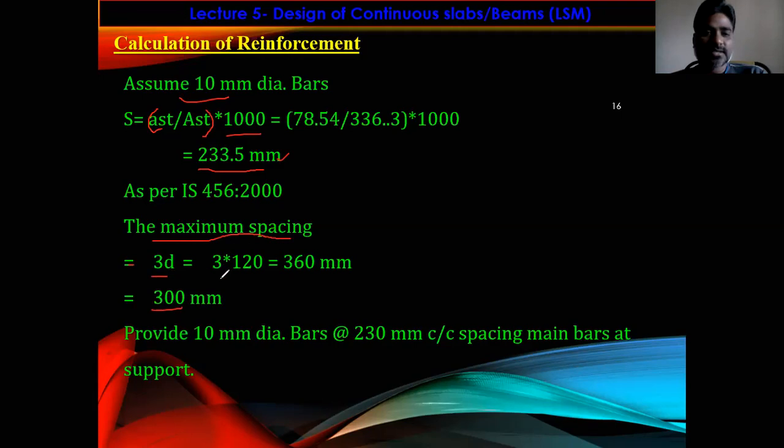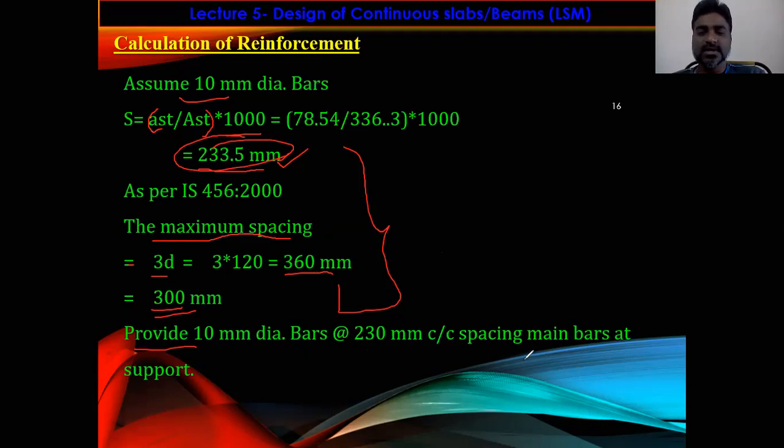So for 3D, that is 3 into 120, you will get 360 mm, and 300 mm. So now you have three spacings. One is from the calculation, another two is from the codal provision. Out of these three, you can provide the minimum. So therefore, it will satisfy all the conditions. So which one is minimum? 233.5 mm. So therefore, provide 10 mm dia bars at 230 mm center to center spacing, main bars at supports, because whatever the bending moment we have calculated, that is at supports, right?